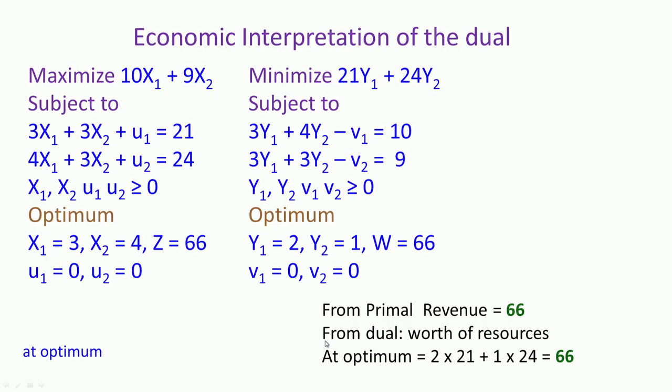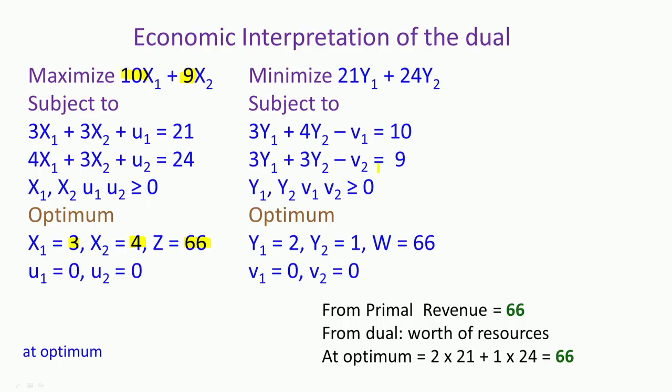Now, what is the first thing we understand? Now, from the primal, the revenue is 66. If you look at it, this is the problem with which we started. So, we make two products, there are two resources, these are the revenues associated with selling the product, 10 and 9, and finally we solved to say make 3 of the first product and make 4 of the second product. Two types of sweets, so make 3 of the first product and 4 of the second product to get a revenue of 66. Now, what does the dual tell me?